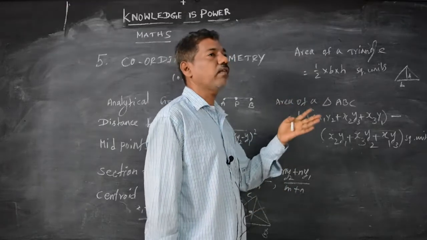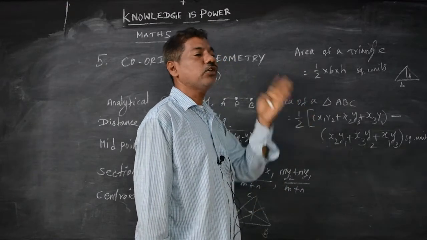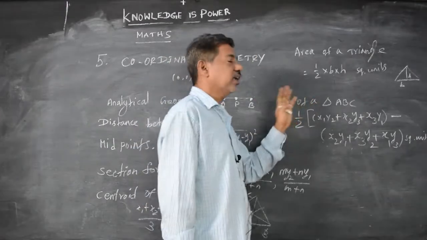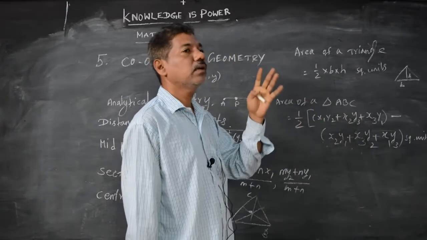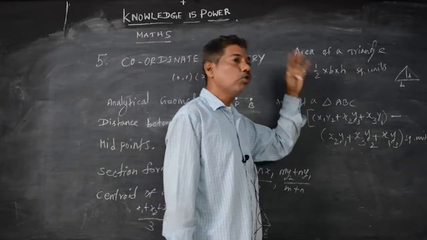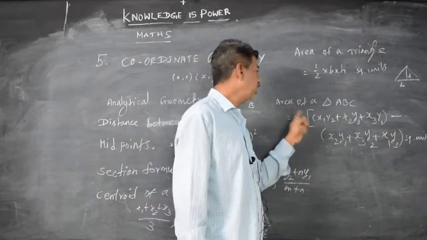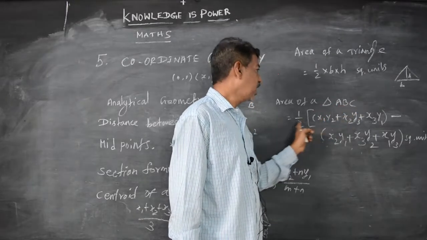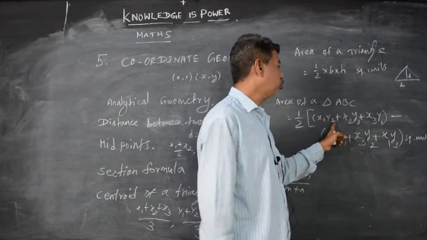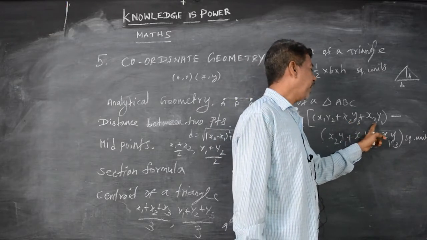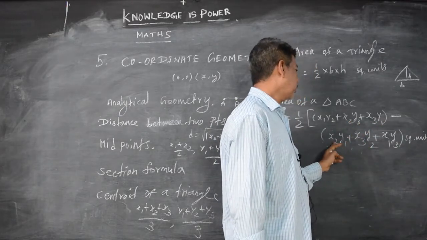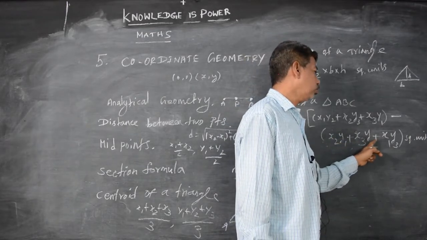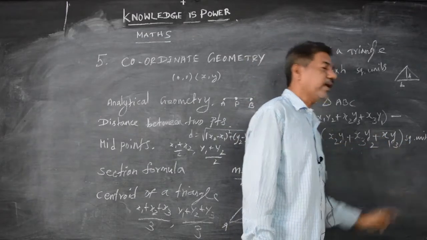When 3 sides are given, there is a different formula: square root of S into (S minus A) into (S minus B) into (S minus C). That will be used depending upon the sum. But this year we have to follow the area of a triangle formula: half into (x1 y2 plus x2 y3 plus x3 y1) minus (x2 y1 plus x3 y2 plus x1 y3) square units.